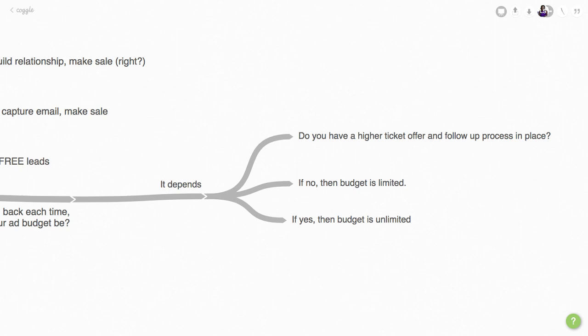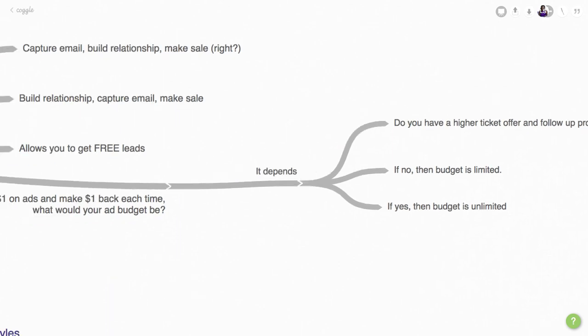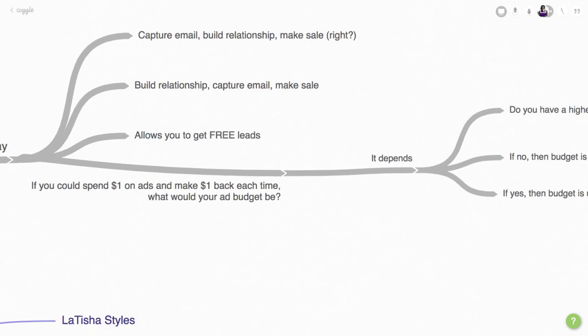Now this works in almost any industry, with the exception of if you're selling someone else's offer, your margins are probably going to be a lot slimmer, and so it might be a little bit more difficult for you. But if you're selling your own offer, which many of you are, some sort of coaching or a course, then this will work for you.